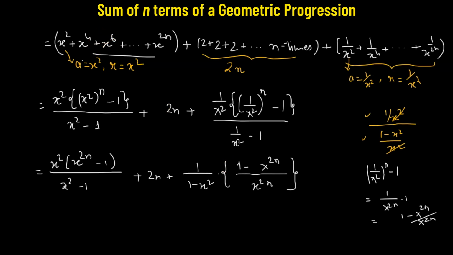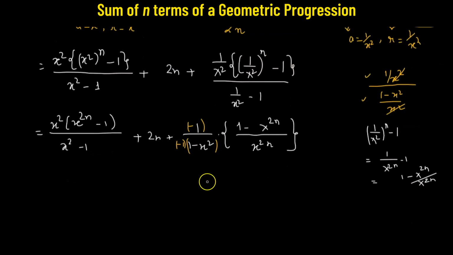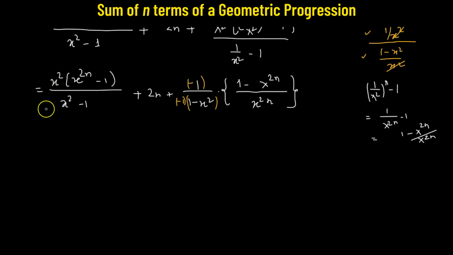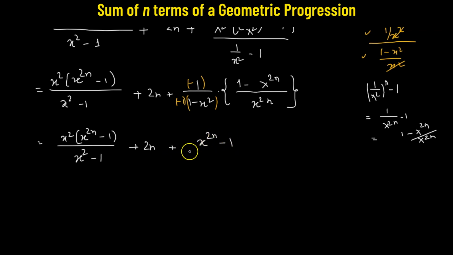Furthermore, what we can do is multiply both the numerator and the denominator by negative 1. So let's write down the first term. That's x squared times x raised to the power of 2n minus 1 divided by x squared minus 1 plus 2n. Then negative 1 multiplied to the numerator portion is going to become x raised to the power of 2n minus 1, divided by x raised to the power of 2n. We'll write it first. This will get multiplied by negative 1 times 1 minus x squared, so we have x squared minus 1.